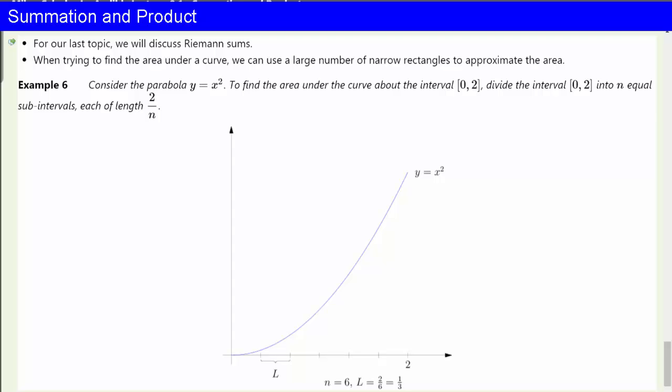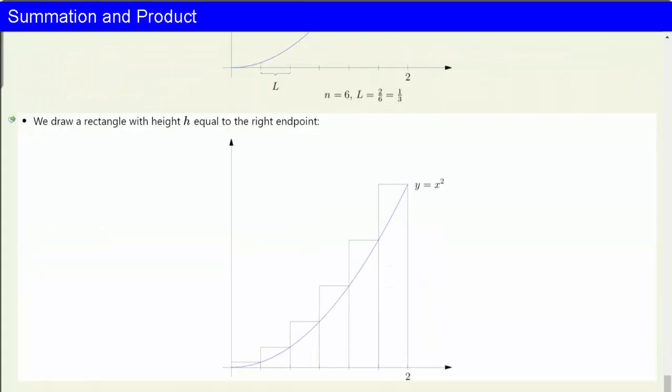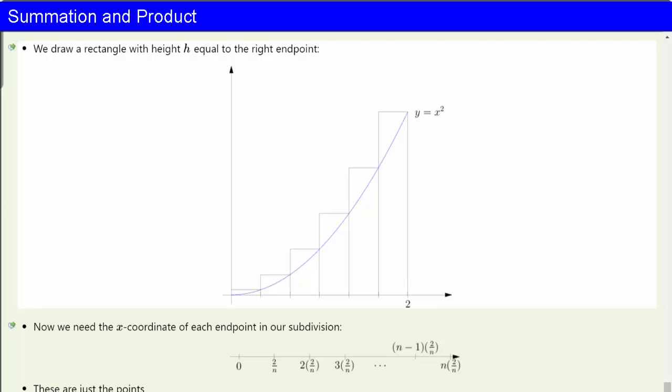For example, consider the parabola y equals x squared. And suppose you wanted to find the area under this curve and above the interval [0, 2]. What we will do is divide the interval [0, 2] into n equal subintervals, each of length 2 over n. The picture shows the case n equals 6. Over every subinterval, we draw a rectangle. For the height of that rectangle, we're going to arbitrarily choose the height of the parabola, that is its y value, at the right endpoint of the subinterval.